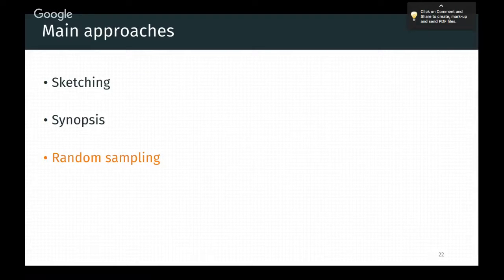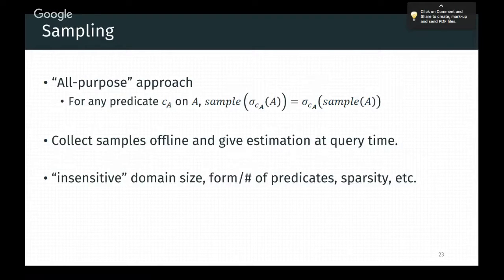The third method is random sampling. This is more like an all-purpose approach, because for any predicate on table A, we can directly apply the predicate to the sample and use the sample that satisfies the predicates to estimate the join size at query time. So we can collect samples offline without worrying about the predicates and give an estimation at query time. And the sampling is insensitive to domain size, the form or number of predicates, or the sparsity of data.